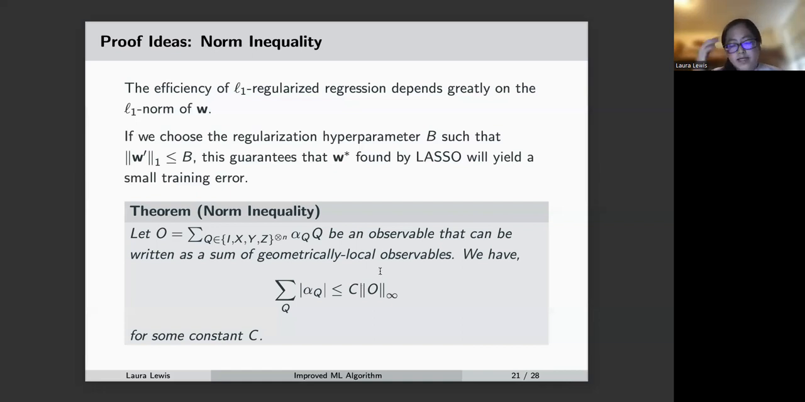And this is why I said I would point this out. This is why we require that the spectral norm of O be bounded by 1, because we want this one norm of the Pauli coefficients to just be a constant. And so this is just a norm inequality that we need in order to bound the one norm of W prime, just something we need along the way. And we expect this will be useful as well in other learning techniques, because often we do care about, say, the L1 norm of different coefficients.